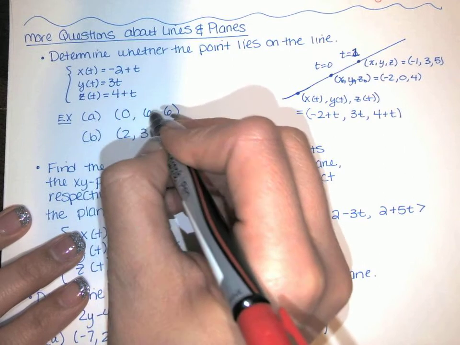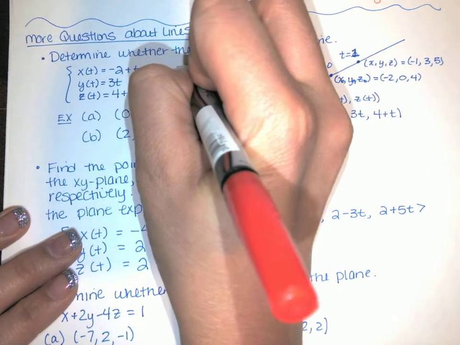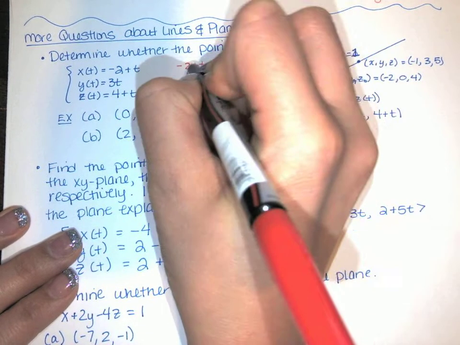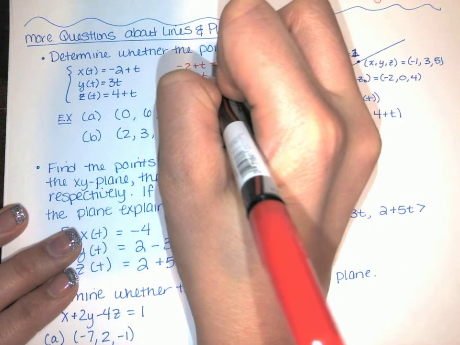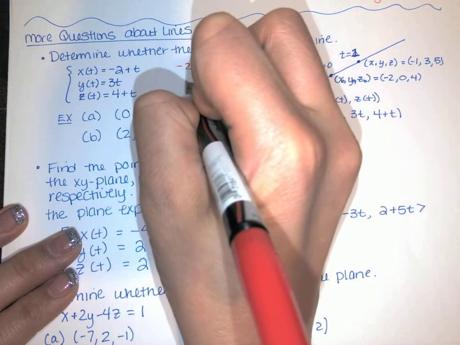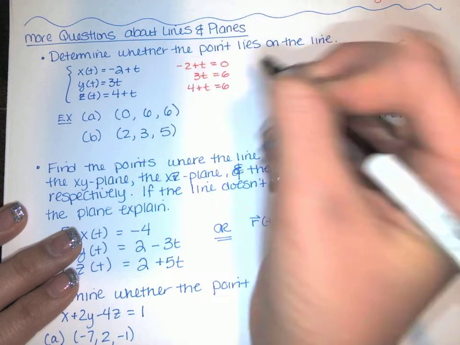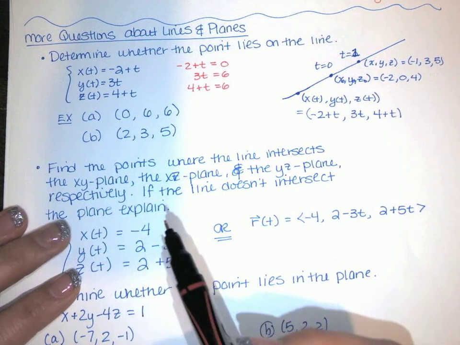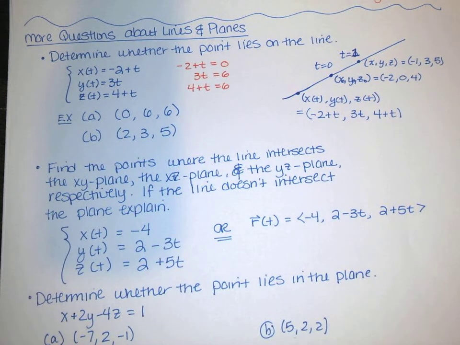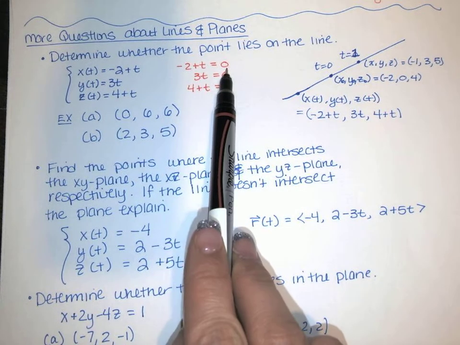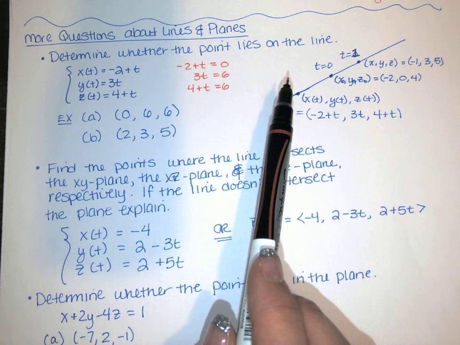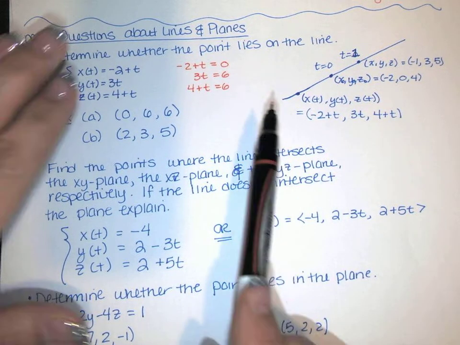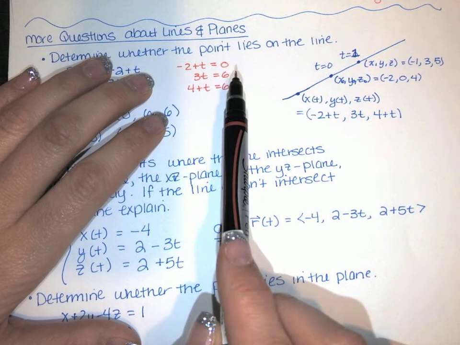This is the x, that's the y, that's the z. So we want -2 plus t to be 0, and 3 times t to be 6, and 4 plus t to be 6. So that's my x, that's my y, that's my z. And we want all three of those to be satisfied at the same time. Now, if this one's 0 when t equals 3 and the other one's 0 when t equals 4, it doesn't help us. That means that point's not on our line. These all have to be satisfied at the same time.